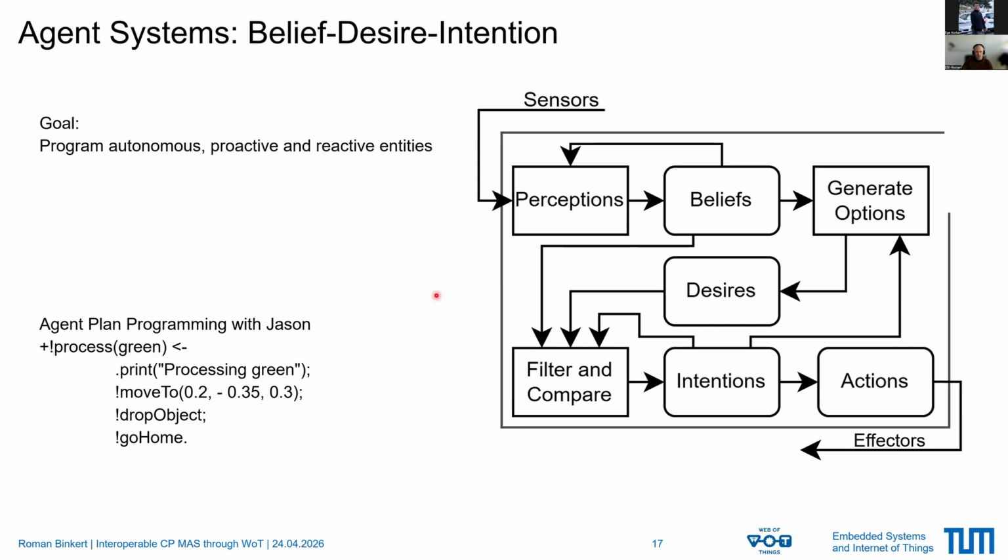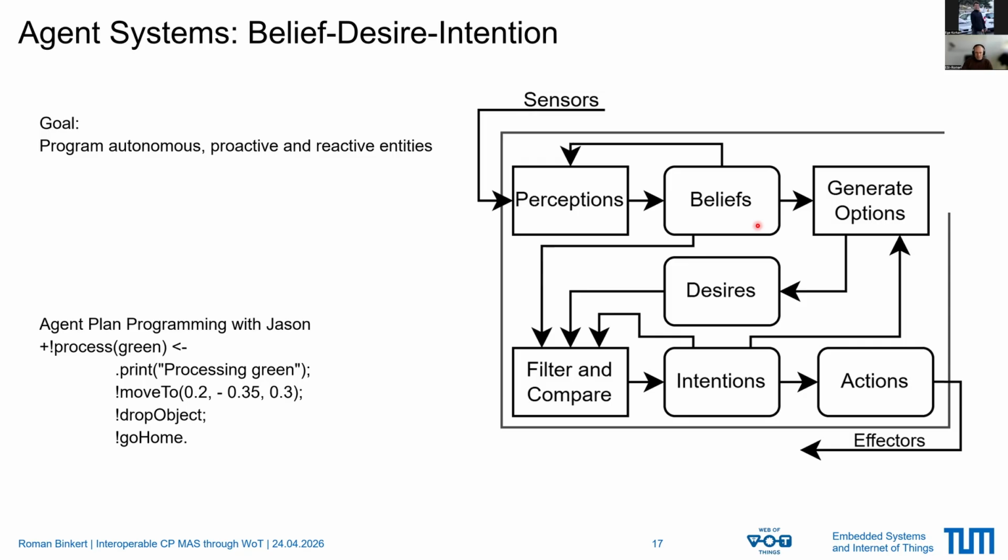So we start on the top left here. We have some input from a sensor, and these then are perceptions. So the agent basically has its input values, and these perceptions lead into beliefs that the agent holds about the current state of its environment. Based on these beliefs, the agent compares them to its desires that we have programmed into the agent, or that it can gain in some other ways. We will talk about this in a bit.